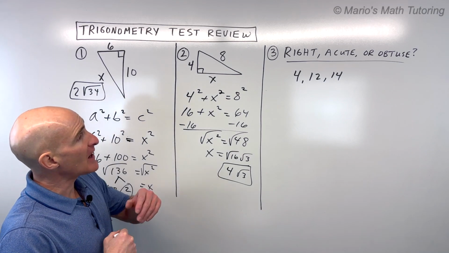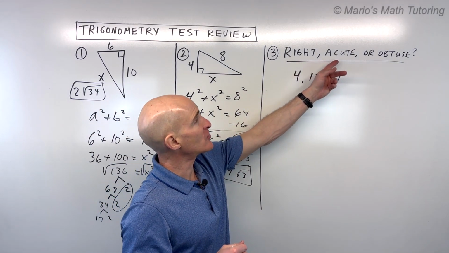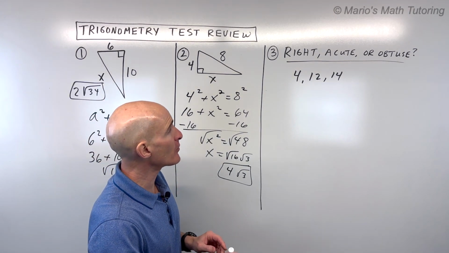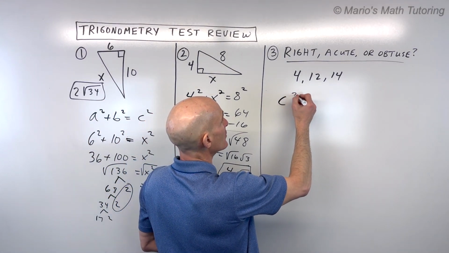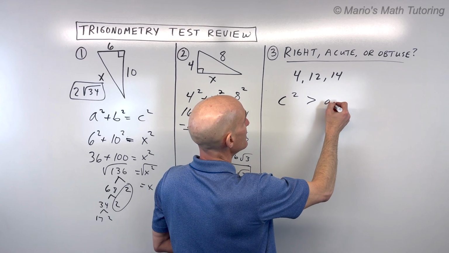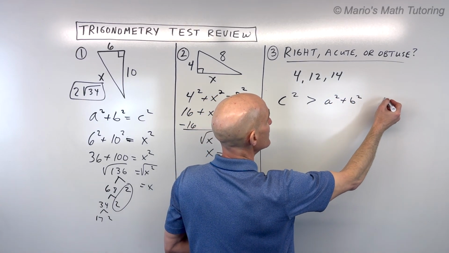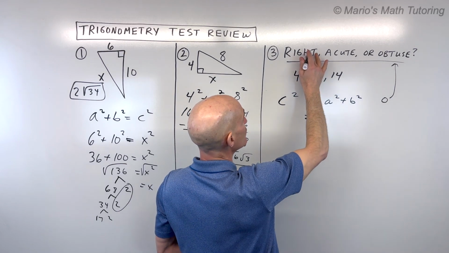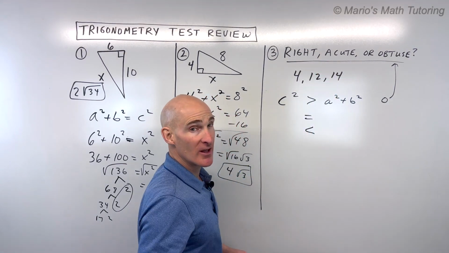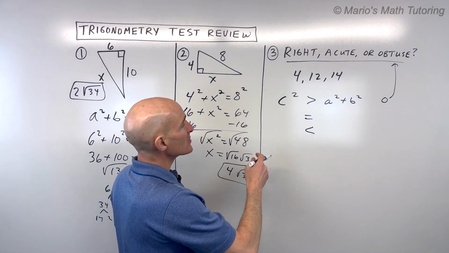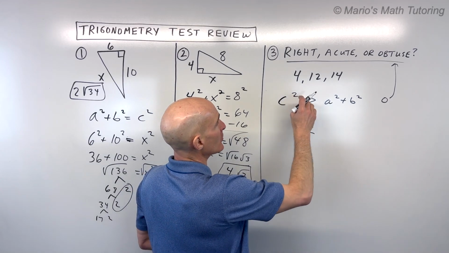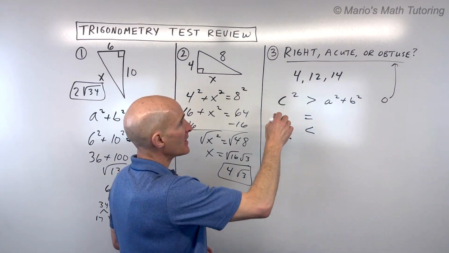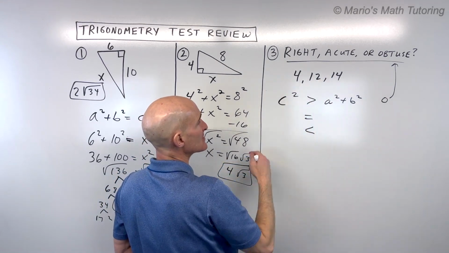Okay, for number 3 now, we're asked, is this a right triangle, an acute triangle, or an obtuse triangle? Now the formulas that you want to remember are this one right here. Is c squared greater than a squared plus b squared? If it is, it's obtuse. If it's equal to, it's right. If it's less than, it's acute. So how do we know which is the side c, a, and b? Well, c is the longest side. a and b are the 2 other sides. a is usually the shortest, and b is the medium, and c is the longest.